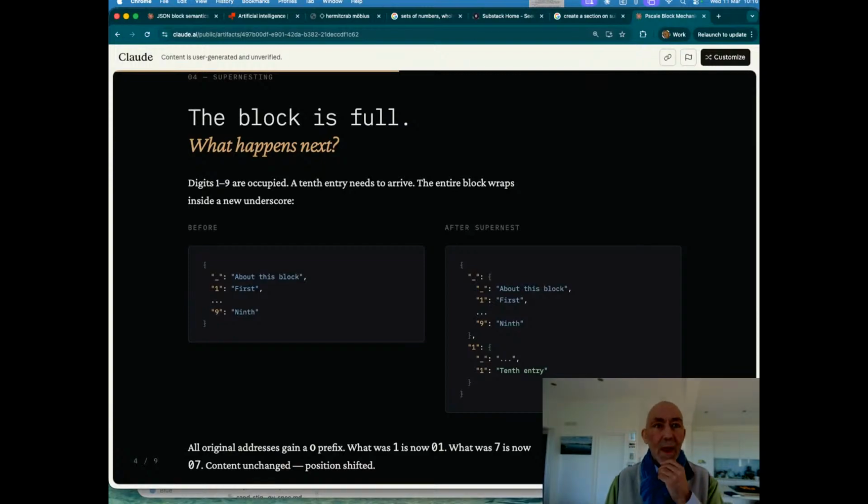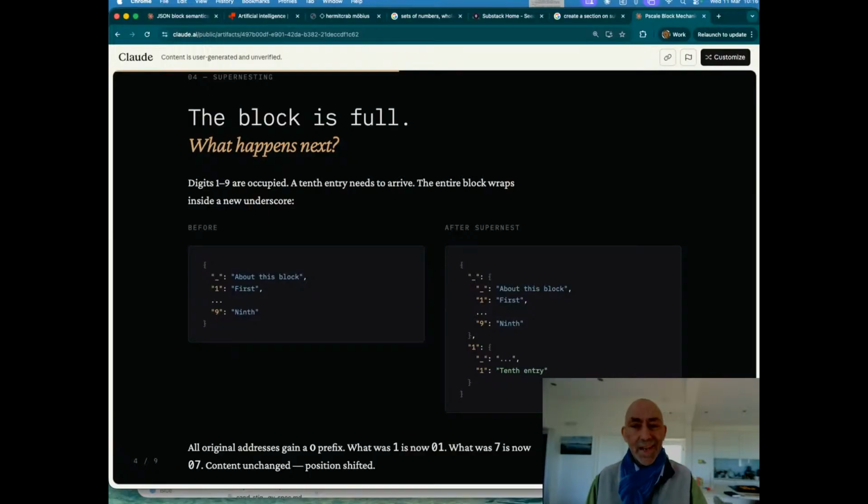The entire block wraps inside a new underscore. Before, about this block, first, 9th, and then after the super nest. Okay, so it's nesting backwards. Okay, about this book, and so on. That's fine, right, 1 to 10.